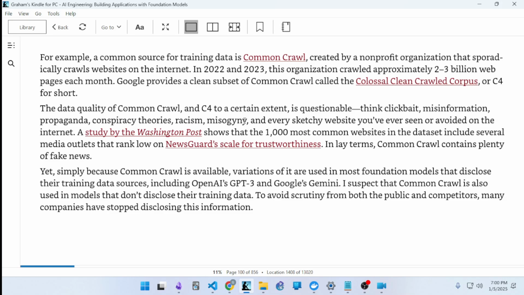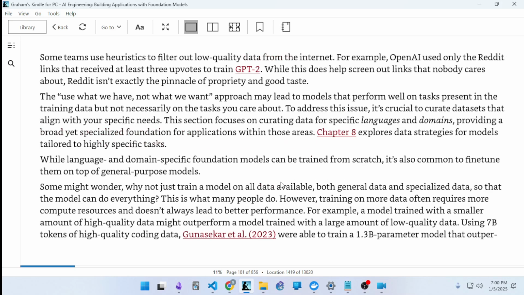Yet, simply because Common Crawl is available, variations of it are used in most foundation models that disclose their training data sources, including OpenAI's GPT-3 and Google's Gemini. I suspect that Common Crawl is also used in models that don't disclose their training data. To avoid scrutiny from both the public and competitors, many companies have stopped disclosing this information. So there you go. Now you have no idea what they even trained on.